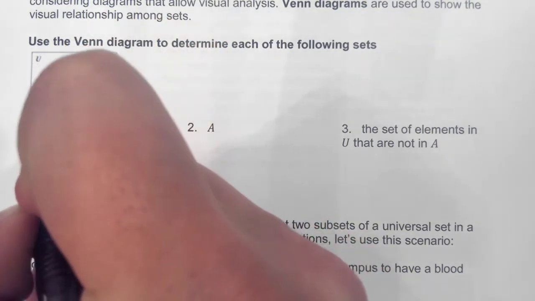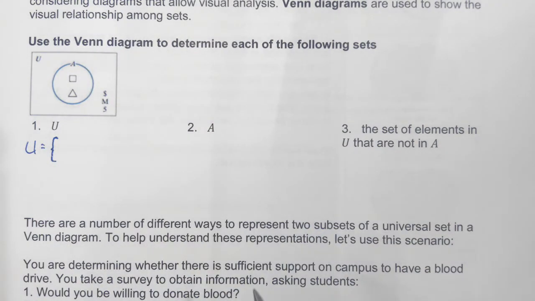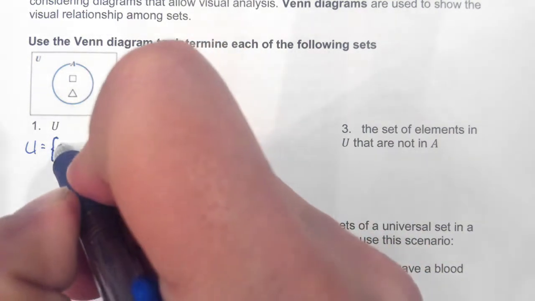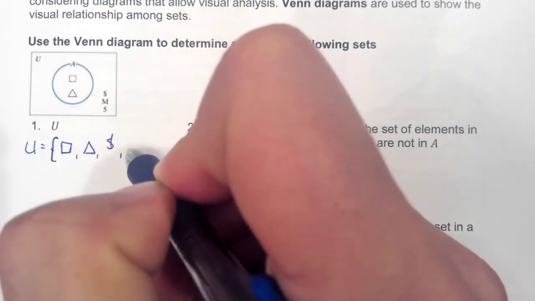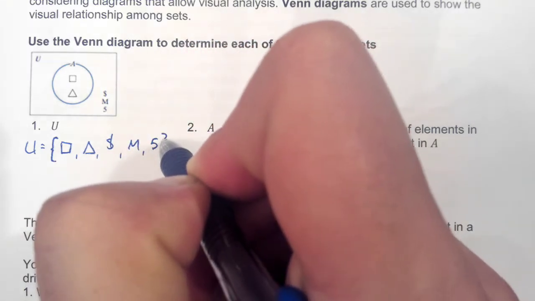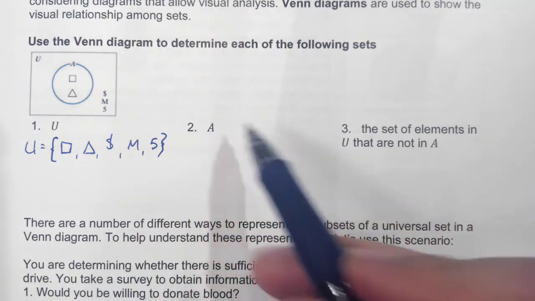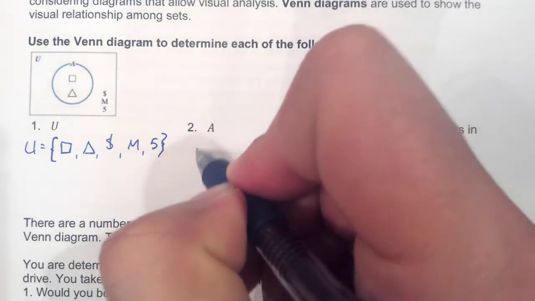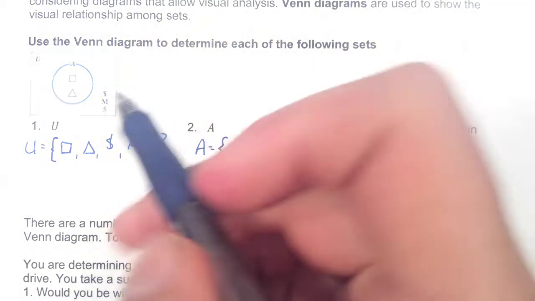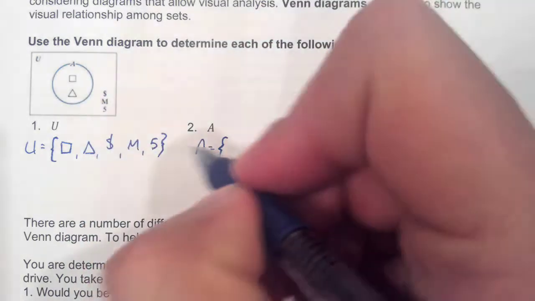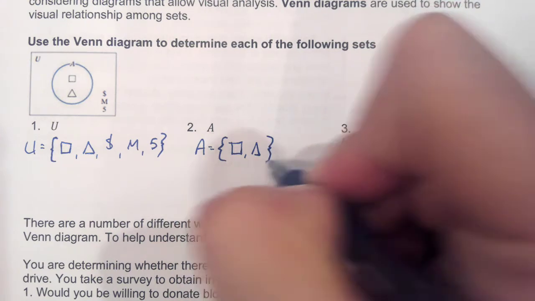So we're going to use set notation. So it's going to be U with the brace equals the brace. So what are the things in discussion? I just went over them. It's the square, it's the triangle, it's the dollar sign, it's the M, and it's the 5. Okay. Number 2, what's in set A? Just the square and the triangle. Set A is the square and triangle.